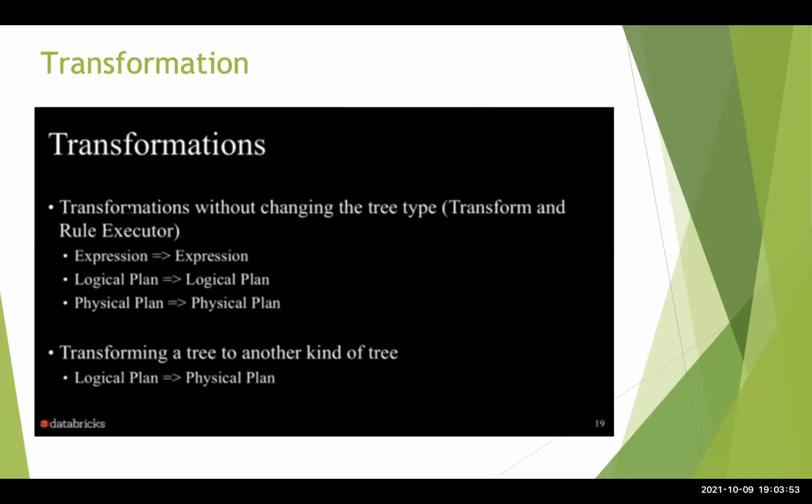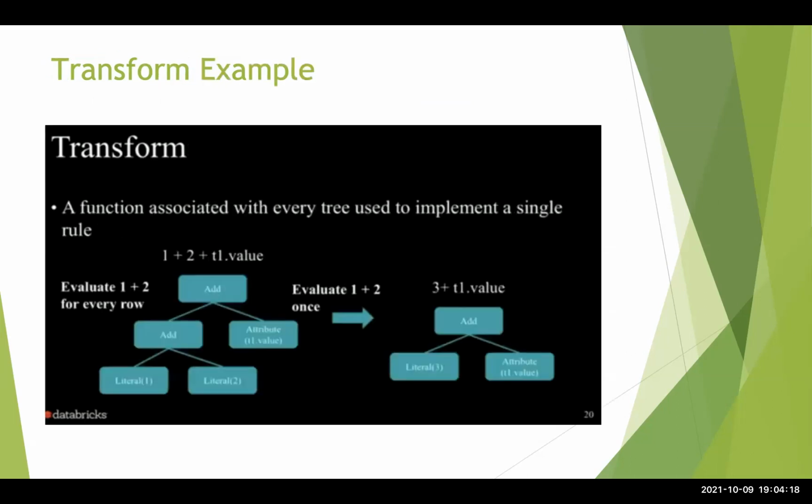So, transformations. There are two types of transformations. One type of transformation does not change the tree type: you have expression to expression, logical plan to logical plan, physical plan to physical plan. The other transformation converts one tree type to another tree type. For example, you convert a logical plan to a physical plan by applying the physical planning we discussed a few slides back. Now this is a repetition, as I said.